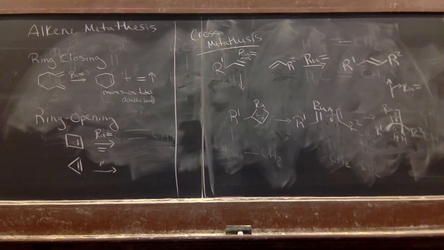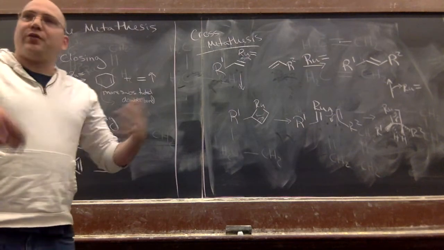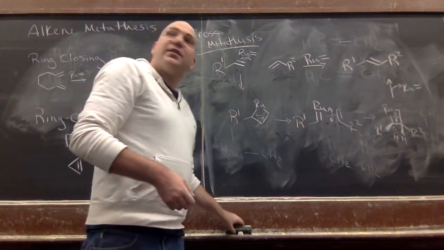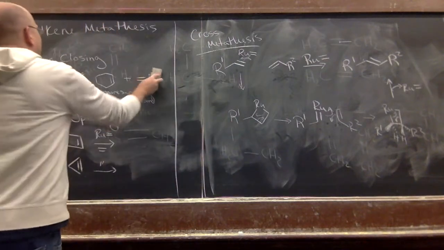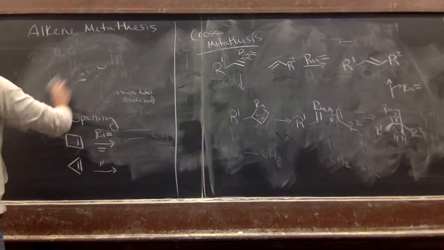All right, so metathesis: ring closing, ring opening, cross. These are the sort of classic ones. Let me throw you guys a little curveball here. All right, so this is alkene metathesis.